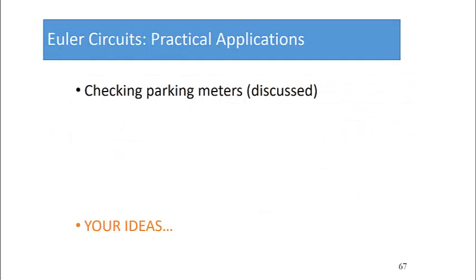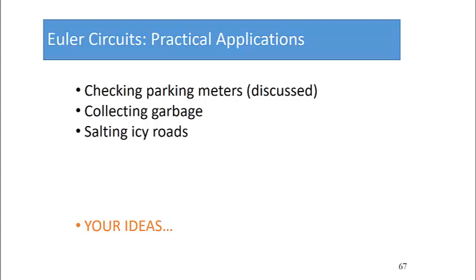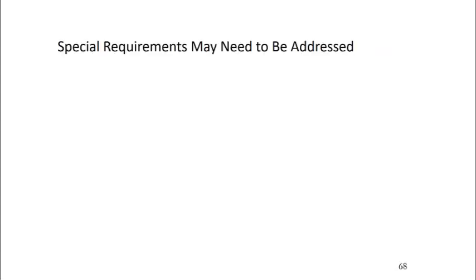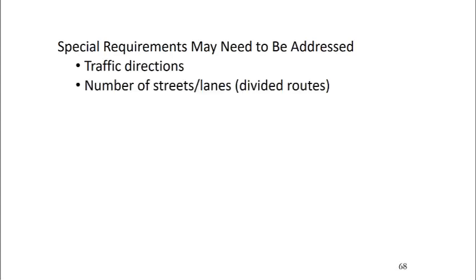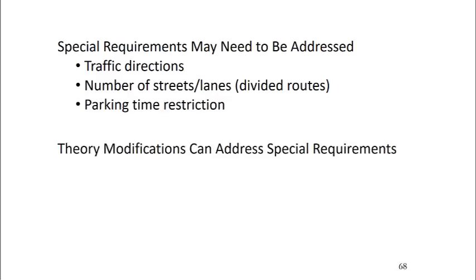Now, what are some practical applications to Euler circuits? We talked about checking parking meters, also collecting garbage, salting icy roads, inspecting railroad tracks, delivering mail. What are some other ideas you have where you would need to walk along every single road or every single sidewalk? Now, there may be special requirements that need to be addressed. For example, traffic directions, the number of streets or lanes, which would represent divided routes, parking time restrictions. And so there are theory modifications that can be used to address these special requirements.